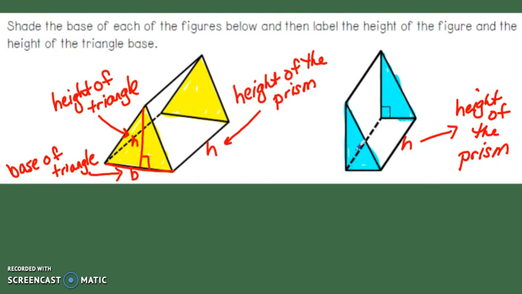We have the right angle in the back, which means we also have a right angle in the front. This would be the base of the triangle. And then this side right here would be the height of the triangle.